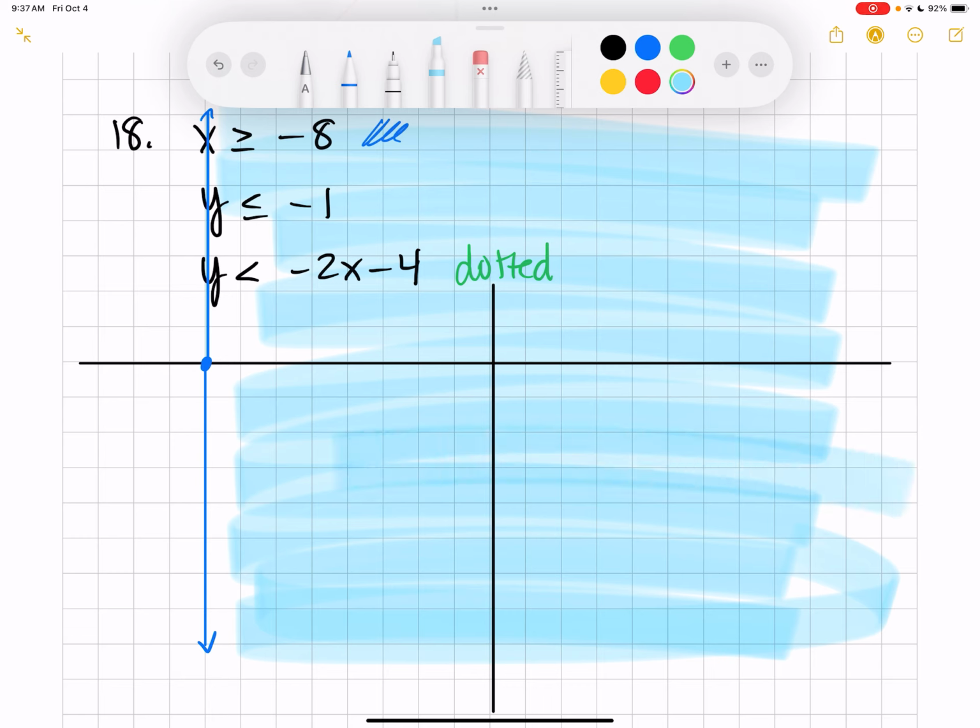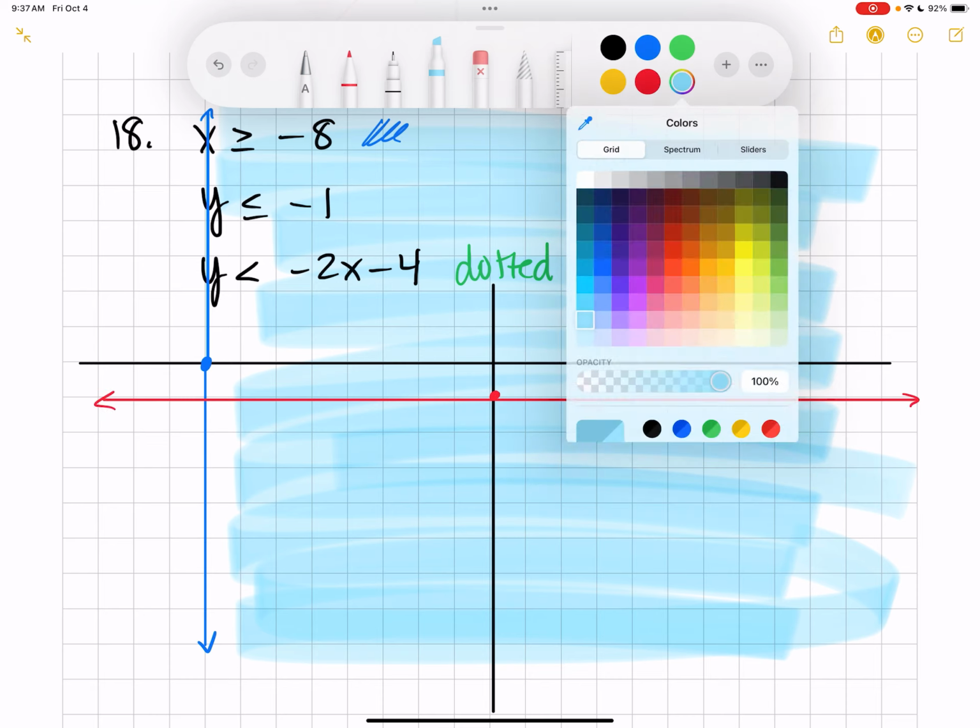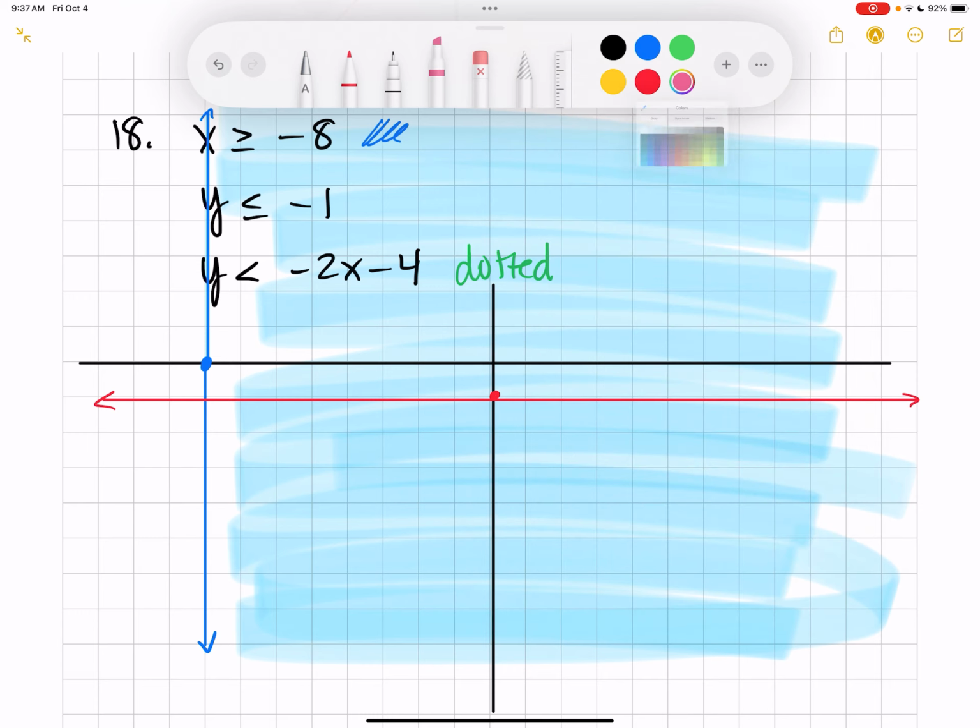All right, what about the y less than or equal to -1? It's gonna be a horizontal line at -1. Which way does this one get shaded? On the bottom.